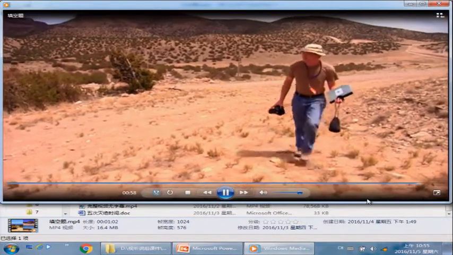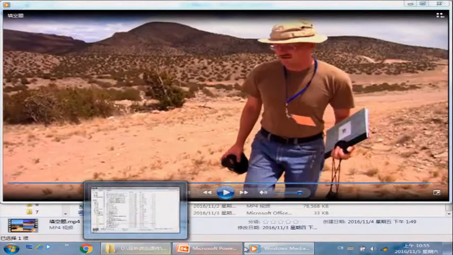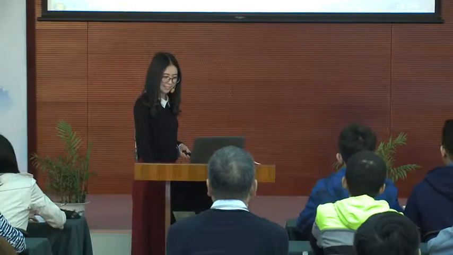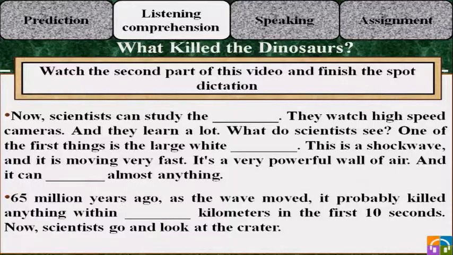Now scientists go and look at the crater. Okay, now let's finish the spot dictation together. So the first blank should be explosion, exactly. And the second one: one of the first things they see is a large white what? Yeah, a circle. And it can kill, yes. And the last blank, it killed anything within how many kilometers? 150, yes. Okay, so pay attention to 50 and 15, right? The difference of the stress.